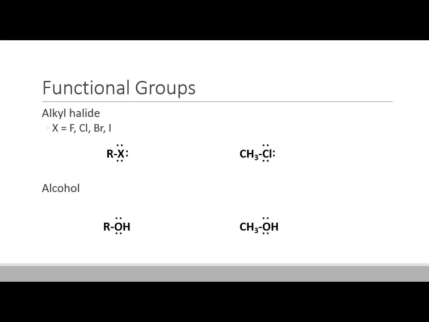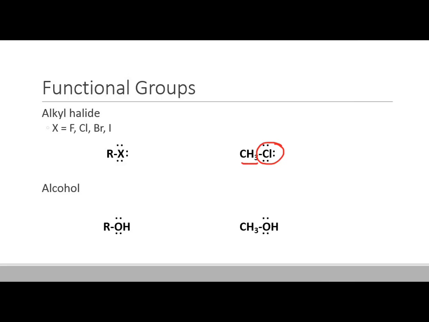So the simplest would just be R, that's single bonded to an X, right? So this would be X that's attached to the rest of the molecule. And in this example over here, the rest of the molecule is just a CH3 group, but it could be any length. But the important part is this right here. So that tells me that it's an alkyl halide, and it's going to behave in a certain way.